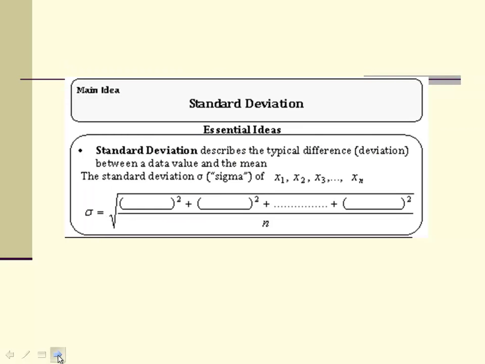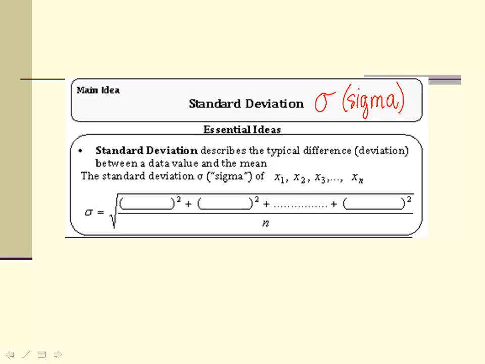Standard deviation. Okay, here's another measure, and this is probably the first time you've heard of this. For standard deviation, we use this symbol, and that's read sigma. Sigma is the symbol we use for standard deviation. So standard deviation describes the typical difference or deviation or change between a data value and the mean.